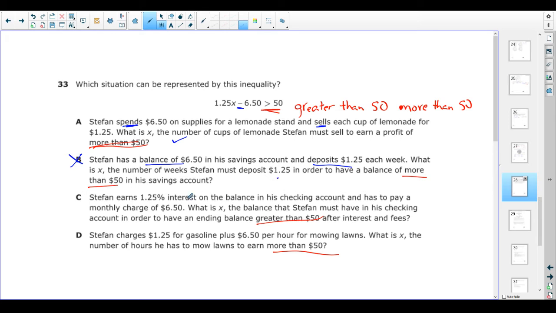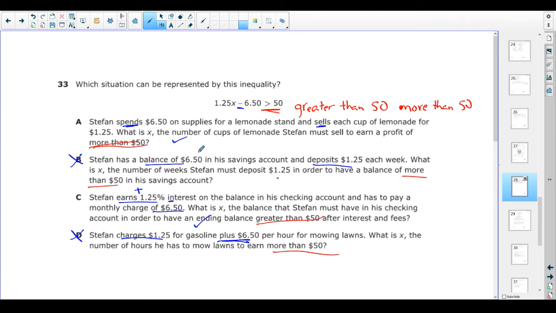I want the difference between. This one earns 1.25%, so earning money, and then pay a monthly charge. This is plus, and then this is minus, so this is good. And then D charges $1.25 for gasoline, plus, there's the keyword plus, that's what I'm not looking for, so I can get rid of this one. That leaves A and C.